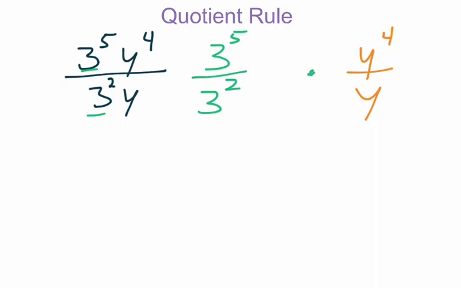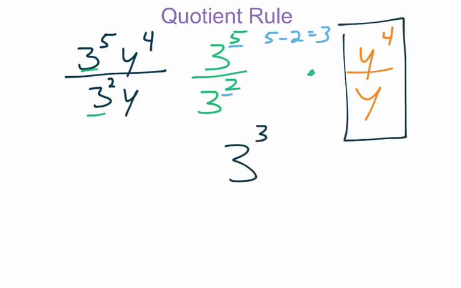So right here, I've got 5 and 2, basically 5 minus 2, which is going to equal 3. So I'm going to start out with, do this in a darker color, 3 to the third power. And then let's look at this section right over here. Y to the fourth divided by y.